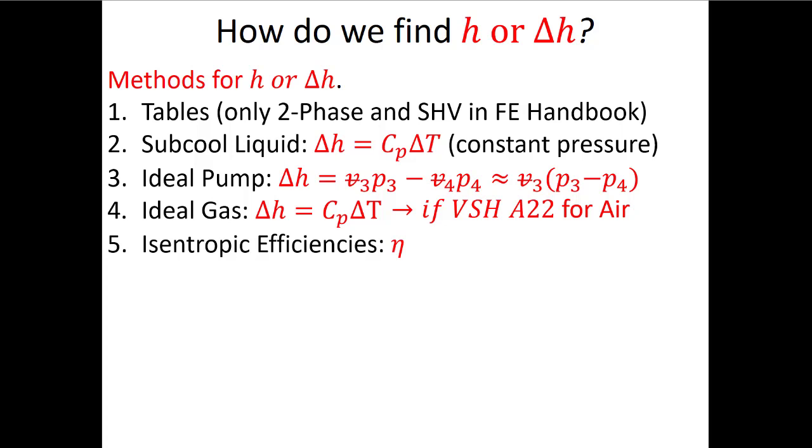We've also seen that we can use isentropic efficiencies to find the outlet states for turbines and pumps. So in this case, we'd have enough information to fix the inlet state. Then we would find the isentropic outlet, typically by knowing something like either the temperature or the pressure, and then remembering that the isentropic outlet has the same specific entropy as the inlet. And then we would use the isentropic efficiency definition for either the turbine or the pump to find H out.